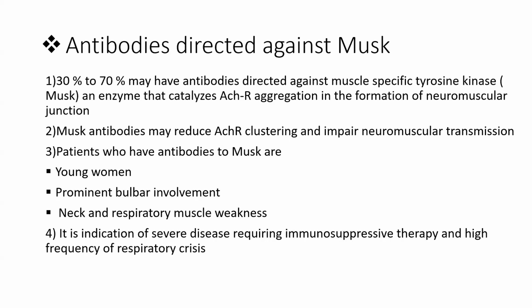Now, antibody again directed against muscle. 30% to 70% may have antibodies directed against muscle-specific tyrosine kinase, an enzyme that catalyzes acetylcholine receptor agglutination in the formation of the neuromuscular junction. MuSK antibodies may reduce acetylcholine receptor clustering and impair neuromuscular transmission.